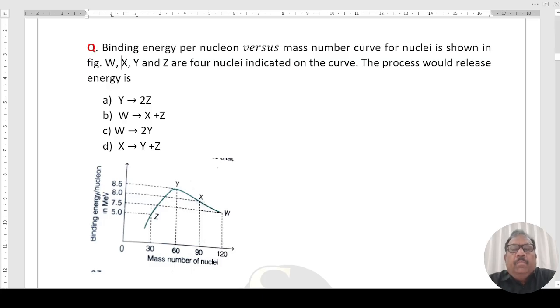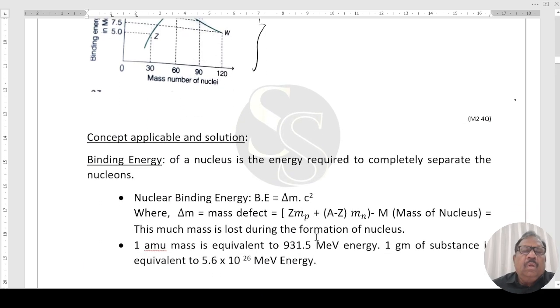The question is: the binding energy per nucleon versus mass number curve for nuclei is shown in the figure. W, X, Y, and Z are nuclei indicated on the curve. The process that would release energy is, out of four options, one correct. Concept applicable, and solution. What is binding energy? This is the energy required to completely separate the nucleons. Nuclear binding energy equals delta m c square.